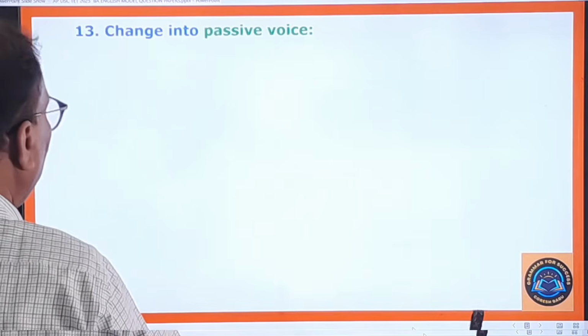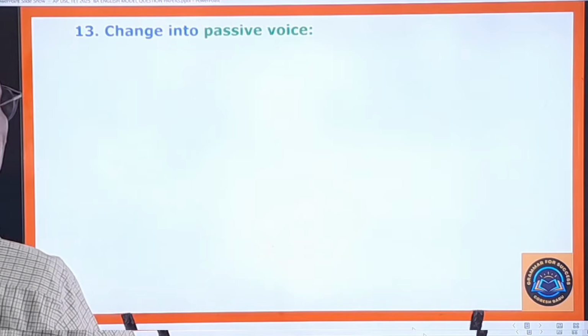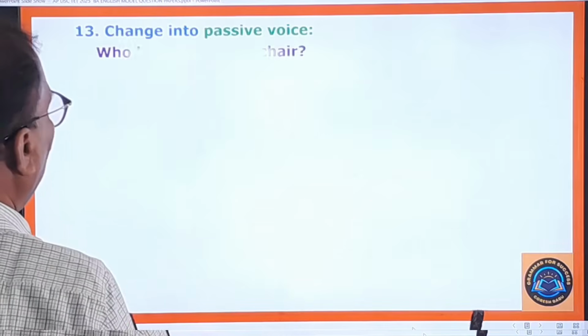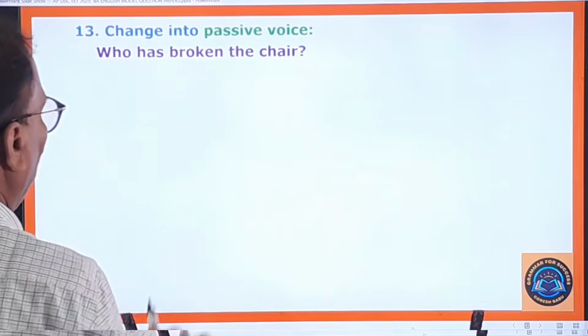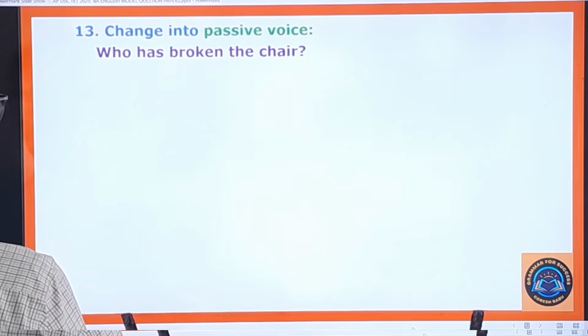13th question, change into passive voice. Okay, some active voice sentence is given. You have to change it into the passive voice. Who has broken the chair? Okay, now look at the given options.